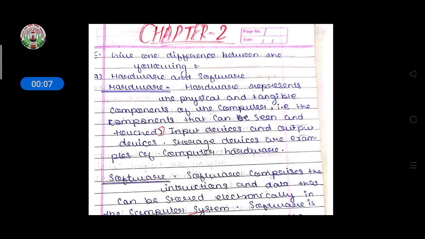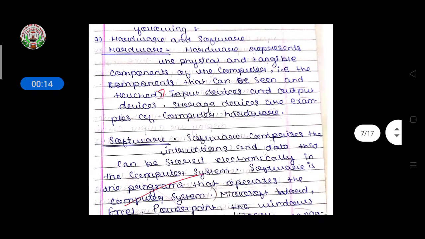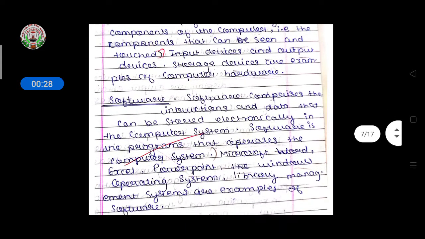So, first question is, give one difference between the following. First, hardware and software. You have to give only one difference between both. Hardware: give the definition of hardware. Hardware represents the physical and tangible components of the computer, that is, the components that can be seen and touched. Input device is not the answer; up to touch is the answer.